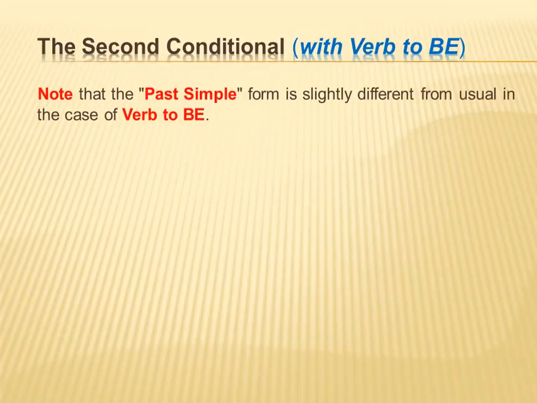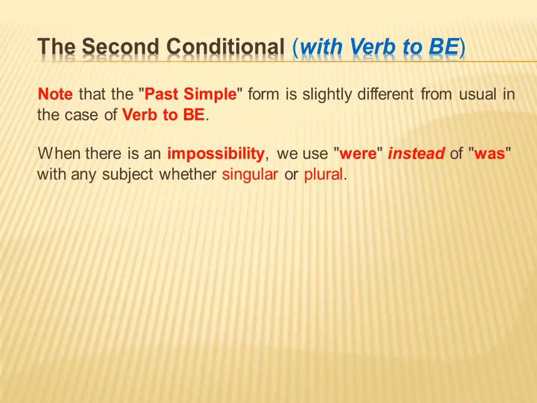Note that the past simple form is slightly different from usual in the case of the verb be, and you have to notice this one as well. When there is an impossibility, we use were instead of was. You can use were instead of the word was with any subject, whether singular or plural.